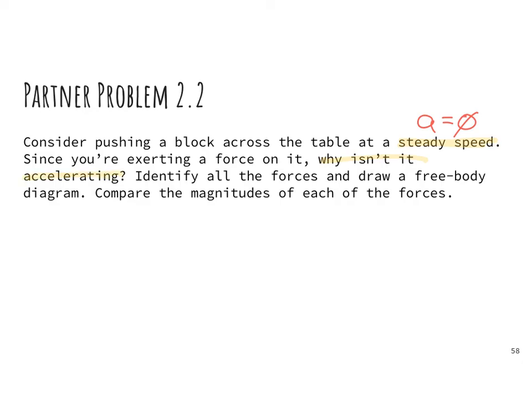You can do that by identifying all the forces and drawing a free body diagram. So go through and don't forget to compare the magnitudes of each of the forces. Hint: if acceleration is 0, what should my net force be? Also 0. So as you're drawing the free body diagram, make sure you have a net force that is equal to 0. And we'll talk about this one in class.